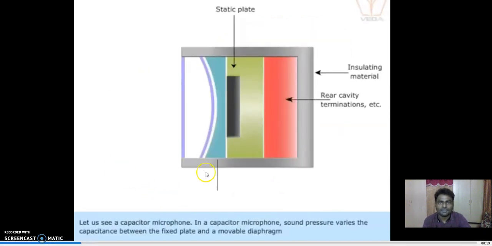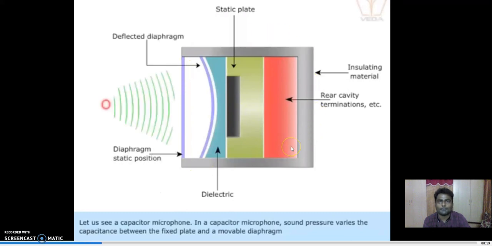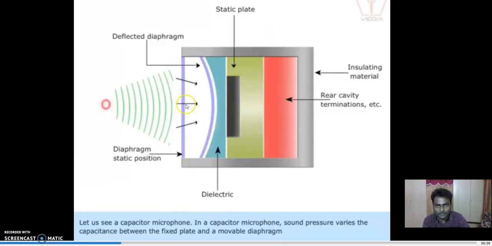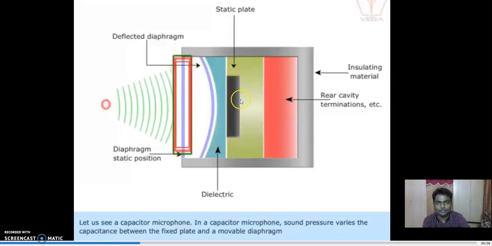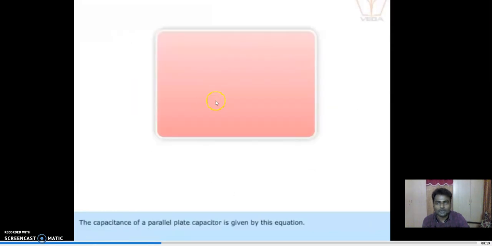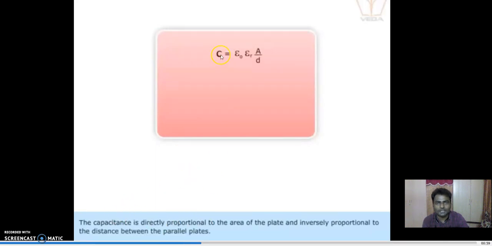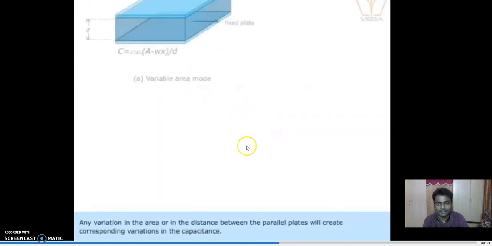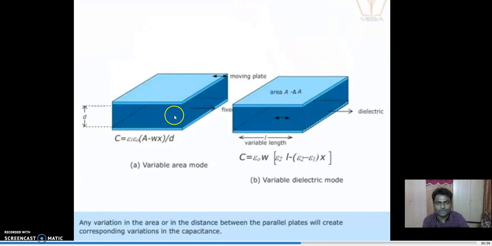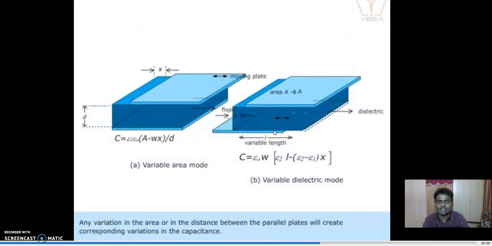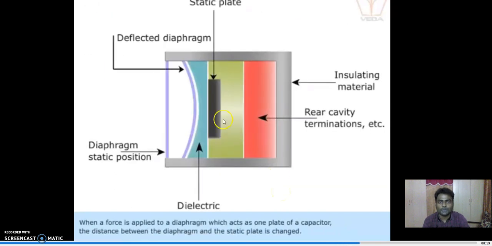This is the construction of the capacitive microphone. It has a diaphragm, and this is the static back plate, and this is the movable diaphragm. We know the formula for the capacitance of a parallel plate capacitor. It is given by C equals epsilon naught A divided by D. From this we can understand it is directly proportional to A and inversely proportional to D, that is, area and distance. So by variation of area and distance, the capacitance can be varied. This is the principle used in this capacitive microphone.